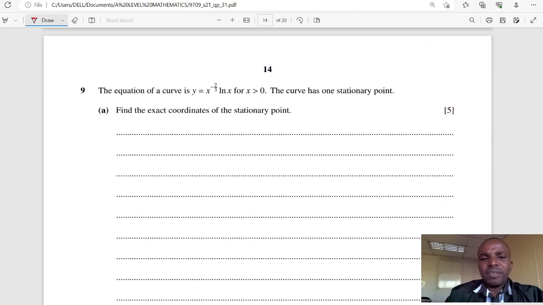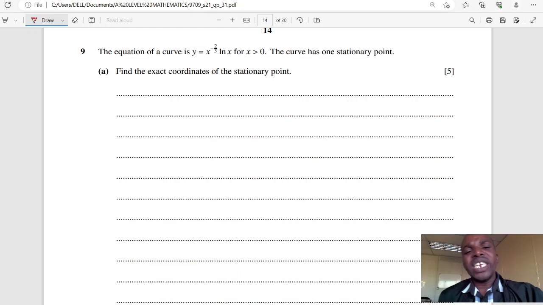Right, question number 9. The equation of the curve is y equals x to the power negative 2 over 3 ln x. The curve has one stationary point. Find the exact coordinates of the stationary point. Right, so what you do here in this case, we differentiate. At a stationary point, you have to know that our dy dx gradient must be equal to 0. So you differentiate, set it equal to 0, and you can find the values of x and then the values of y, both exact.